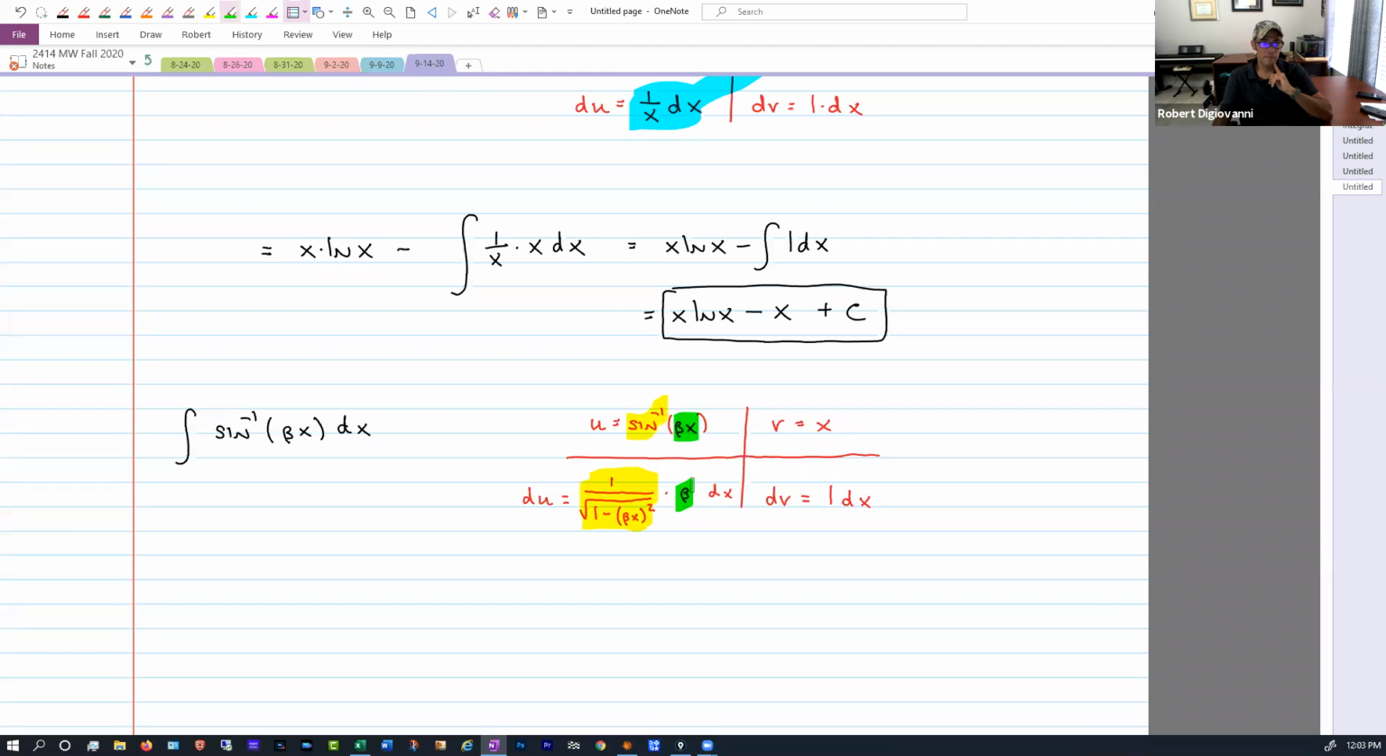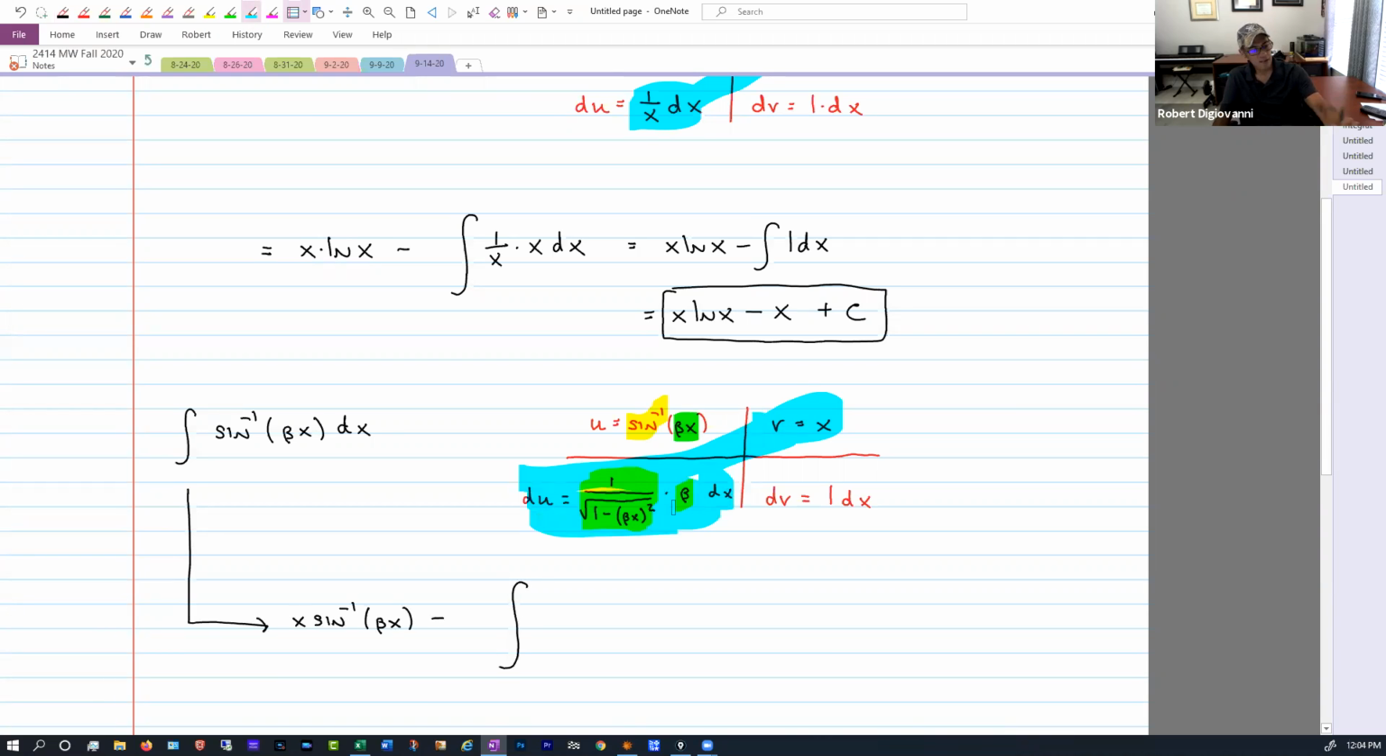Y'all good? This is not looking very pretty. All right, let's just do it though. Let's apply the formula. Ultraviolet, x arcsine of beta x minus a little bit of space. Holy crap, look at that. Okay, are there any constants that can come out of voodoo?